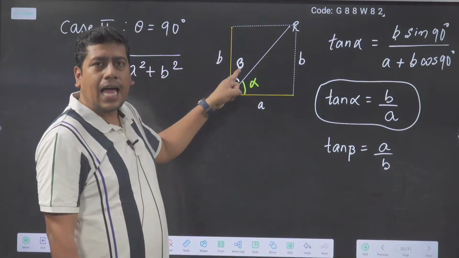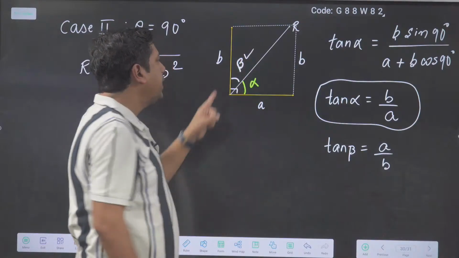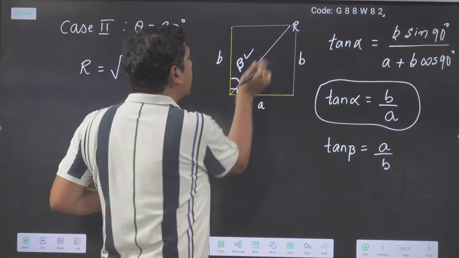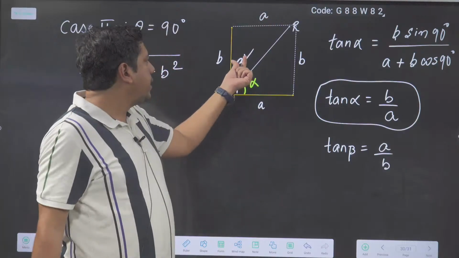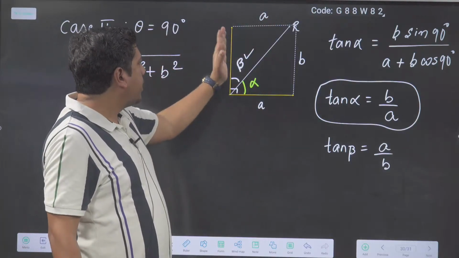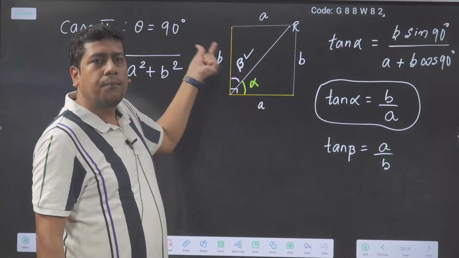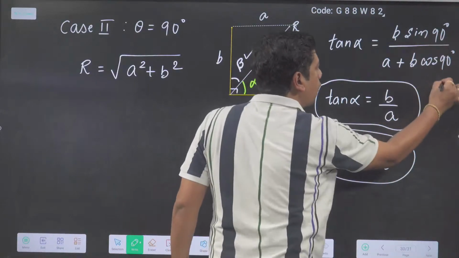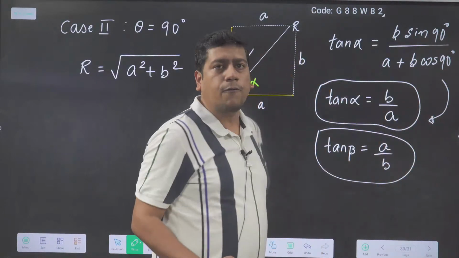If you are finding tan beta, for beta A is opposite, है ना? Because if this is A, then this is A. Beta is the angle with the B vector, so take opposite A by B. ठीक है? So this formula gets converted into such a simple form.